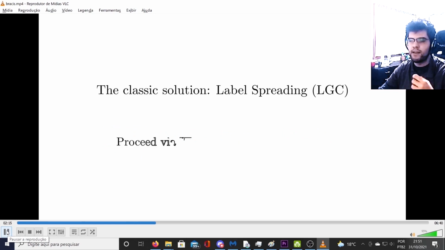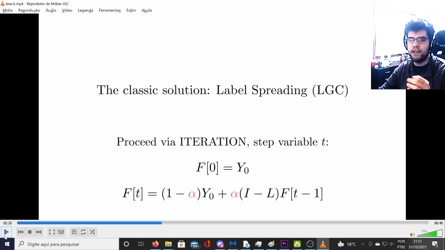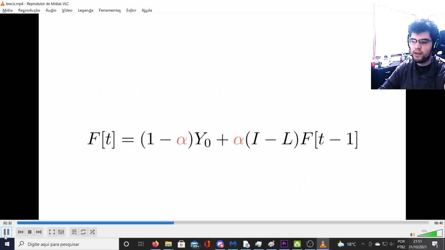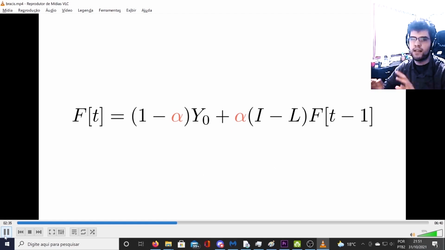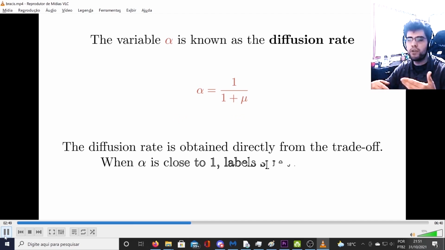So the classic solution is label spreading. We proceed via iteration using a step variable t. We just start with the initial labels, the non-label matrix, and then we just do this very simple convex sum using the 1 minus alpha times the initial labels plus alpha, then this kind of smoothness term on the right, because alpha will always be between 0 and 1. It will always be kind of a convex linear combination. And this variable alpha is known as the diffusion rate. And this diffusion rate is obtained directly from the trade-off. So when alpha is very close to 1, labels spread very far.